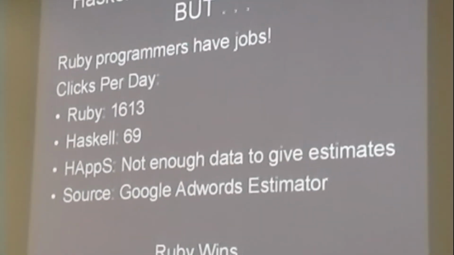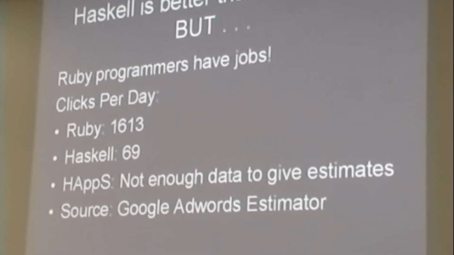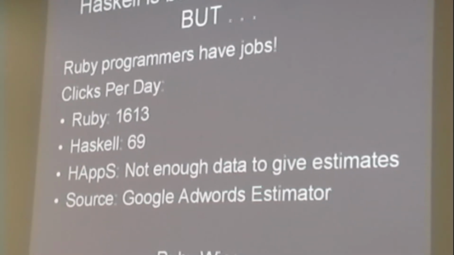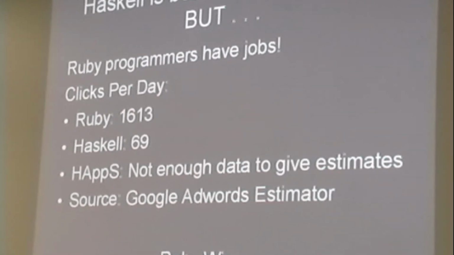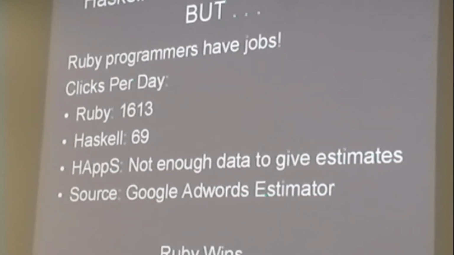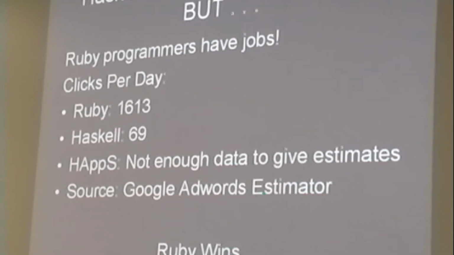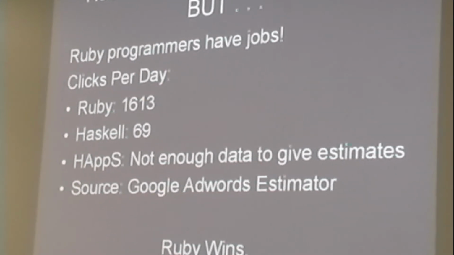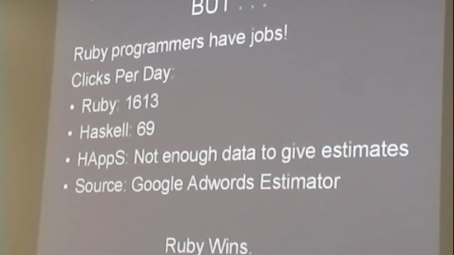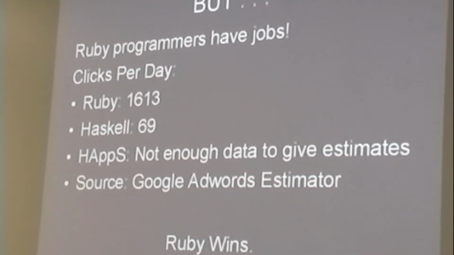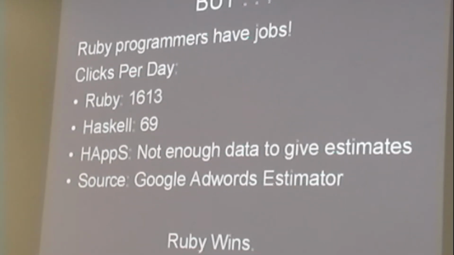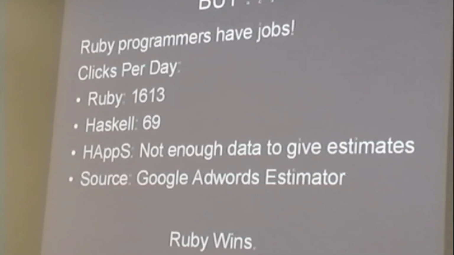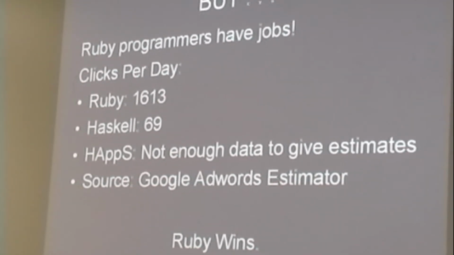Haskell is better than Ruby and Rails, but it's a lot easier to get work if you're in Ruby. These are just some numbers. Probably everybody intuitively knows this, but Ruby is getting about 20 times as much traffic as searches for Haskell, and if you search on HAppS, it's not even on the map. And this is just from the Google AdWords estimator. Google will tell you what things are being searched more than others. Ruby wins here.